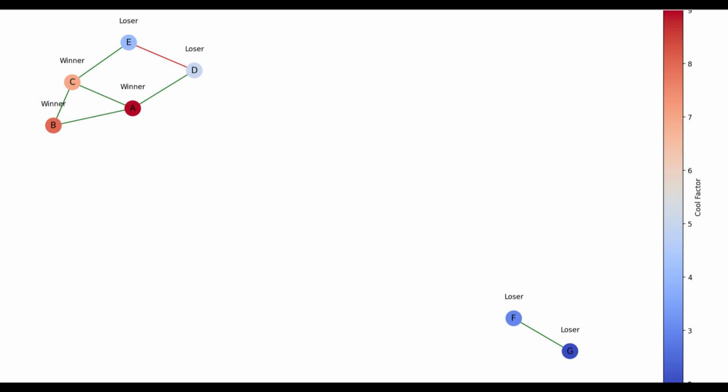Community detection. Use algorithms like Louvain or Girvan-Newman to detect communities or cliques within the network. Clique analysis. Identify tightly knit groups of individuals who are all connected to each other.